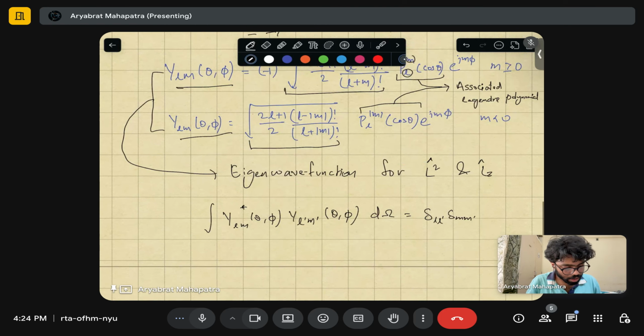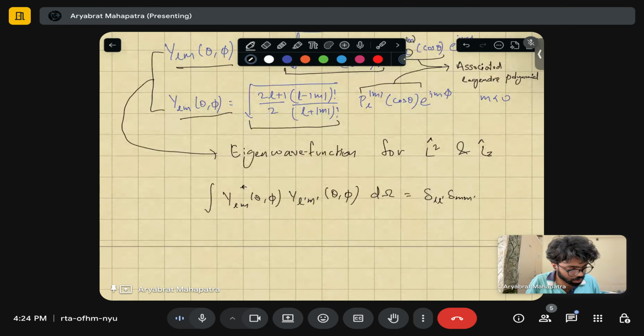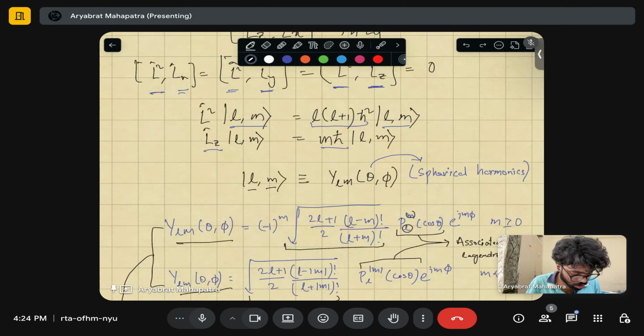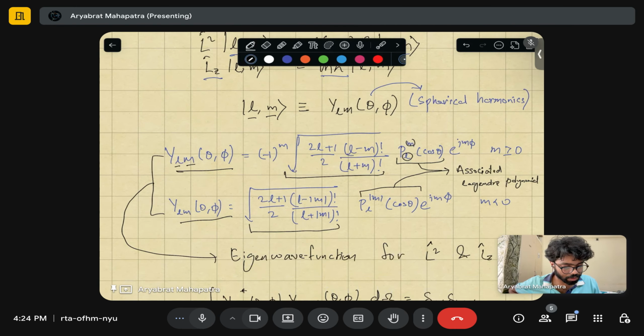So these are normalized, and the normalization conditions are given by this. Remember, as I said, they depend on two quantum numbers, L and M, unlike the harmonic oscillator wave functions, the eigenwave functions of the Hamiltonian for the harmonic oscillator system, which depend on only one quantum number n. But here they depend on two quantum numbers, L and M.